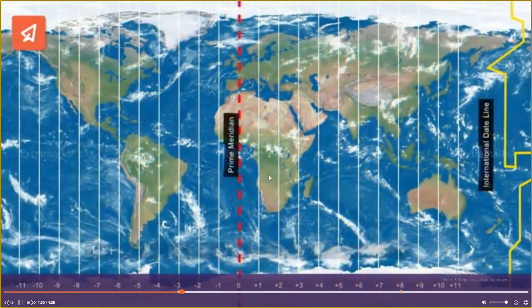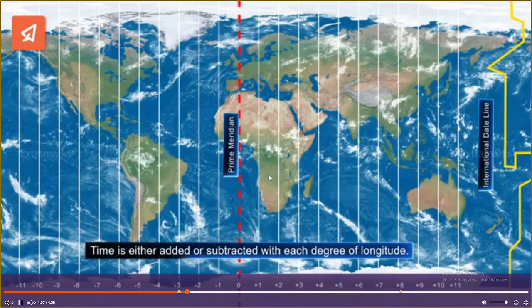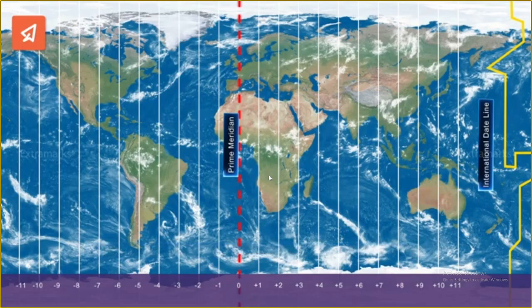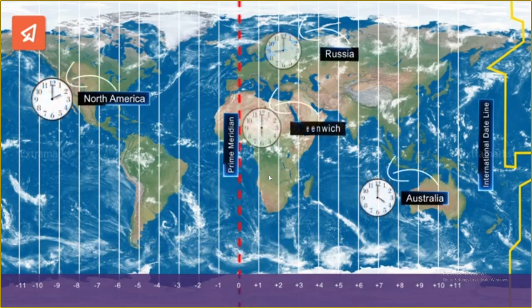As we saw, time is either added or subtracted with each degree of longitude. Most countries have multiple longitudes running through them. Adjusting our watches every time we travel would be difficult, which is why it was decided to use a standard time within a country by taking the local time of a standard meridian within the country.